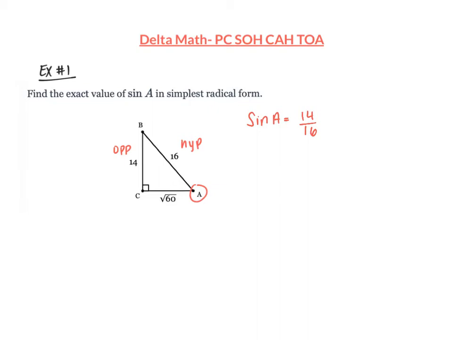And then we should simplify it if we can. So 14 divided by 16, I believe we can divide the numerator and denominator by 2. So we would get 7 over 8. And that would be our final answer. So you notice how this one says find the exact value, but in simplest radical form. There are no radicals needed, so you'll just type in the 7/8 into your Delta Math, and that'll give you your green check mark. All right, let's try example number 2.